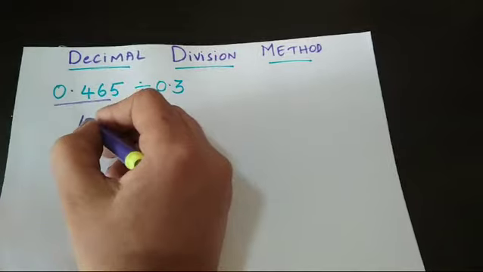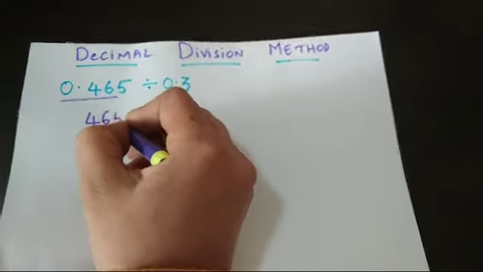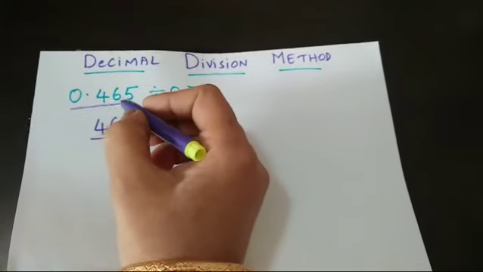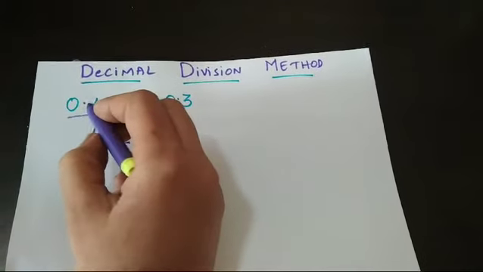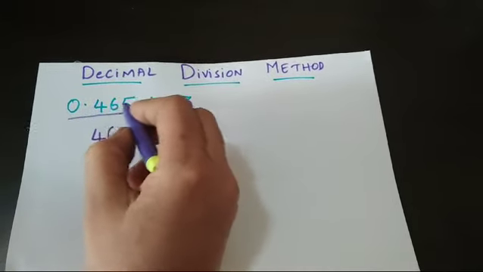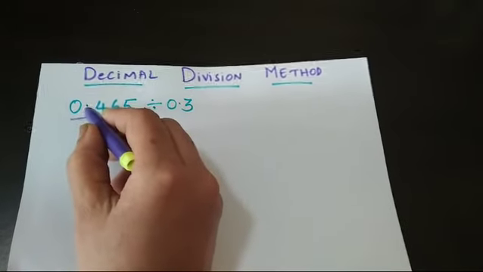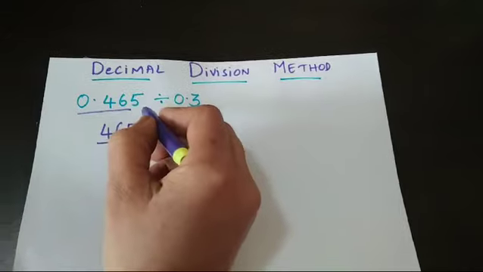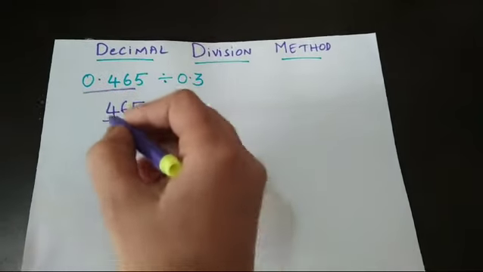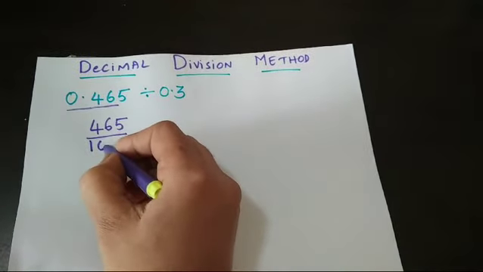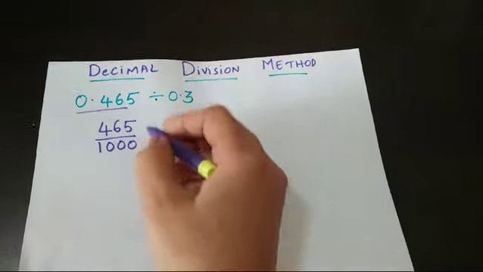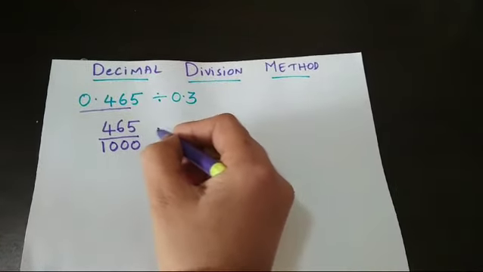See, 465 you have to write, and divided by, now write the number of zeros. Count how many numbers are there after the decimal point. After the decimal point there are 1 2 3, three numbers, right? So try to write three zeros, 1, 2 and 3, three zeros. Okay, now write this divide symbol.